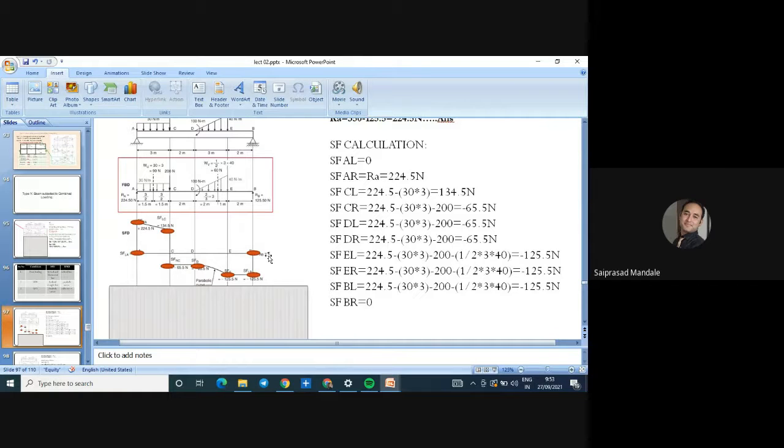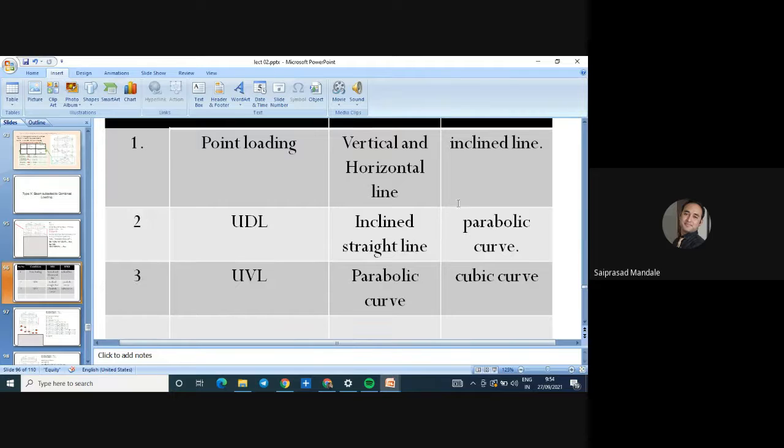Everybody, the calculation and the diagram drawing are both carried 50%, 50% marks weightage. So you have to be very focused on this table. This is a very important table.